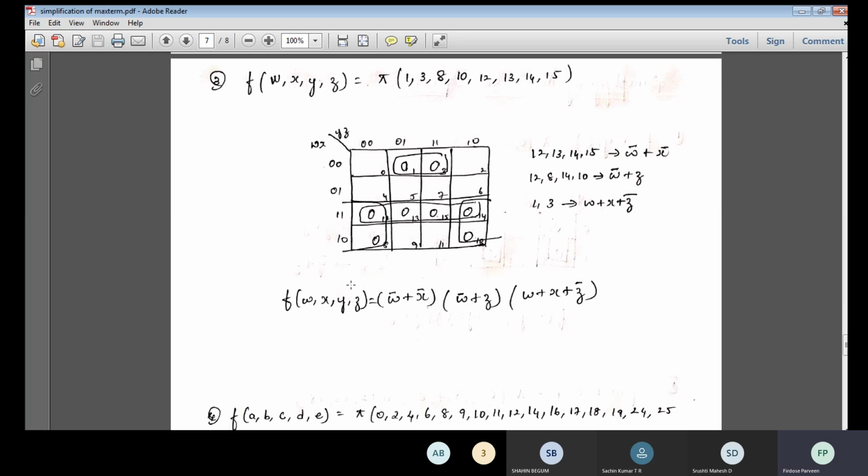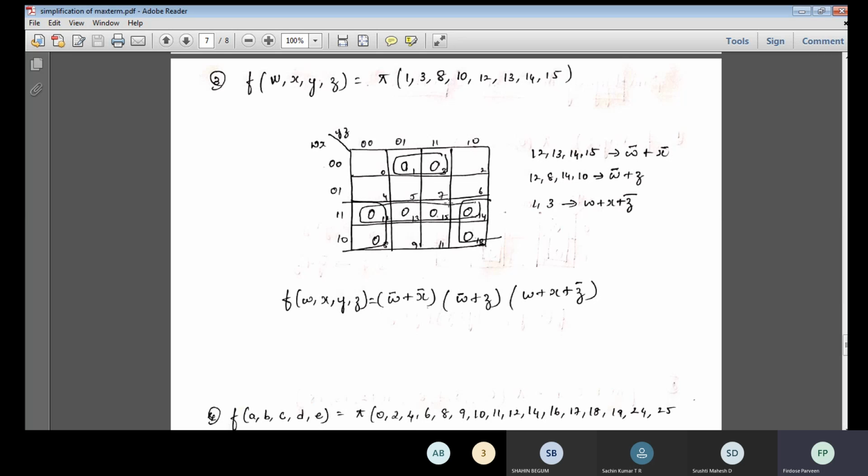Next, f of w, x, y, z is equal to pi 1, 3, 8, 10, 12, 13, 14, 15. So pi indicates again 0 you have to place, it is max term. So I have placed zeros in all these cells. Now I'll be grouping it. While grouping, I'll look for adjacent cells with maximum cell grouping. So first, 12, 13, 15, 14 becomes one group.